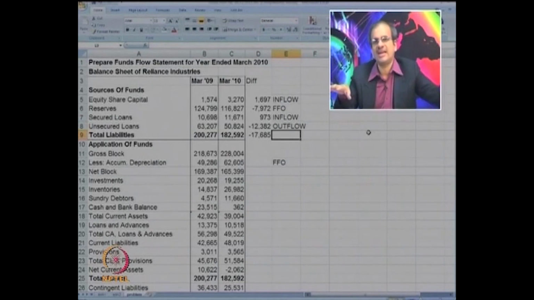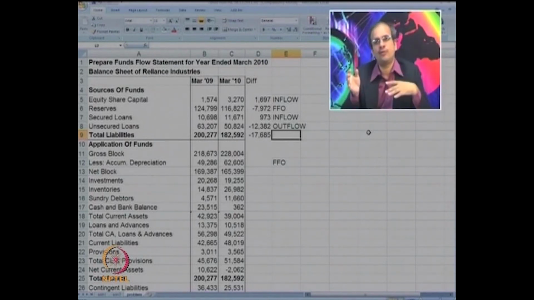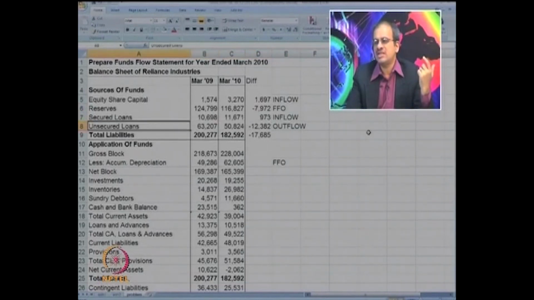Have a look at the items once again. What we are trying to do here is simply marking all the items as inflows and outflows. We are not categorizing them. In case of cash flow, we had to mark them as OIF and also as inflows and outflows. Here we are simply writing them as inflow or outflow. So, the first item, equity capital, was marked as inflow. Reserves actually are neither inflows nor outflows, but they represent the money coming from operations. So, it was marked as FFO. Secured loan is an inflow. Unsecured loans, the balance has gone down, so it is an outflow.